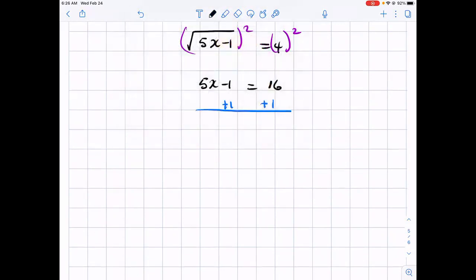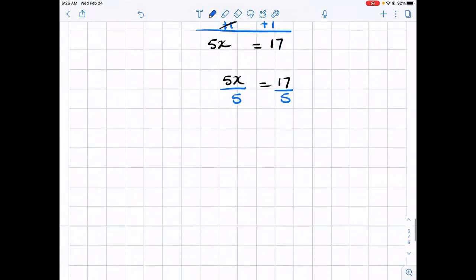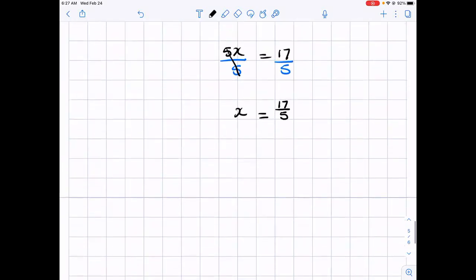So we have 5x, the minus 1 and the plus 1 cancel, and 16 plus 1 is 17. Okay, and to get x by itself, we'll divide both sides by 5. And we know 5 divided by 5 is 1. We don't need to write 1x. And 17 over 5. Well, 17 over 5 cannot be simplified because 17 is a prime number.